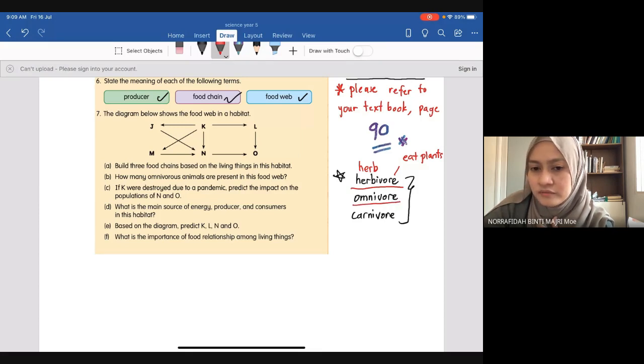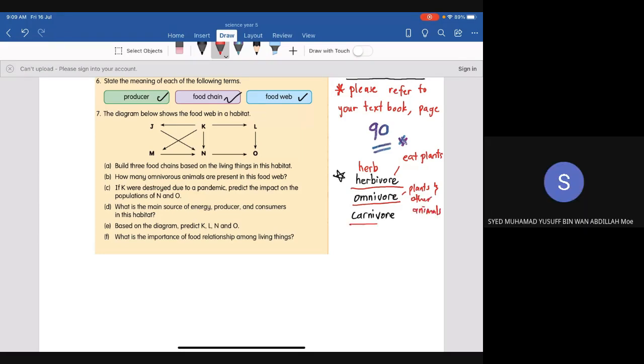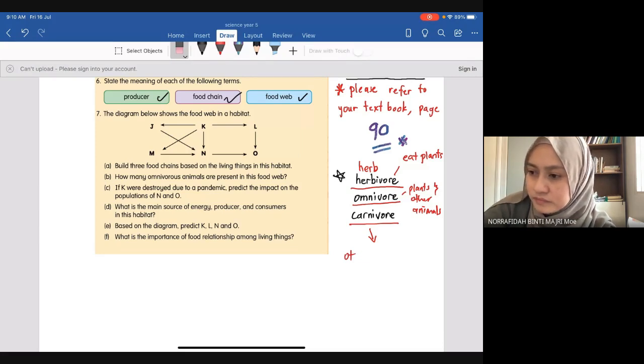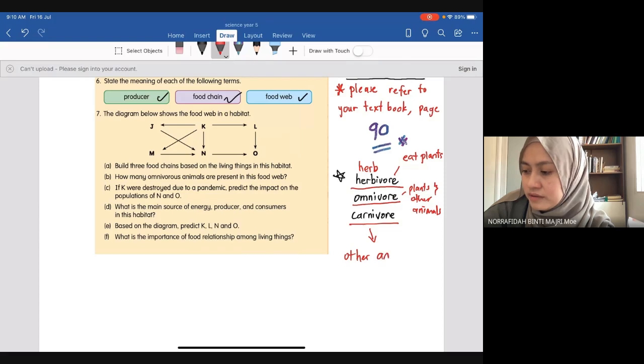Omnivore. Still remember about omnivore? Yes, they eat both. They can eat plants and other animals. And then carnivore. Carnivores are animals that eat other animals only. This one is very important because you are going to answer question E after this.